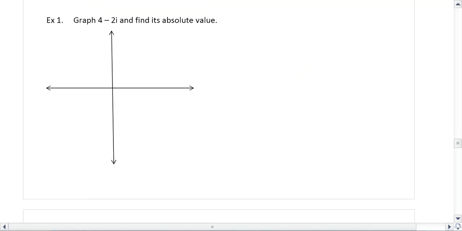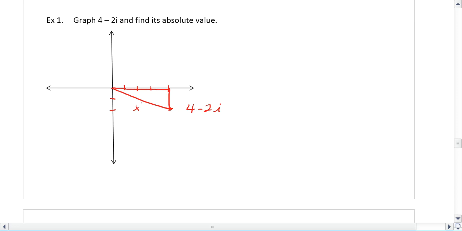So let's look at a different example. We're asked to graph 4 minus 2i and find its absolute value. So 4 is positive, so we go 4 units in the positive direction. The 2 is negative, so we go down 2, and I'll put the dot here. So right here is 4 minus 2i. And now I'm going to draw in the distance from the origin to that point and make the triangle.